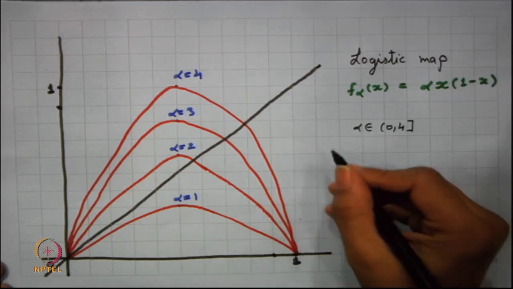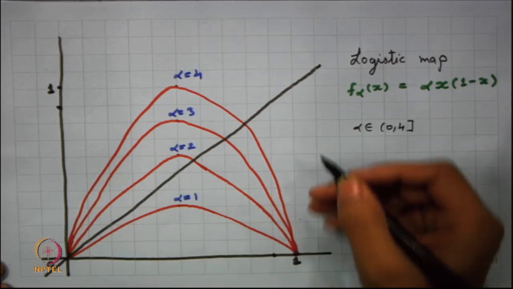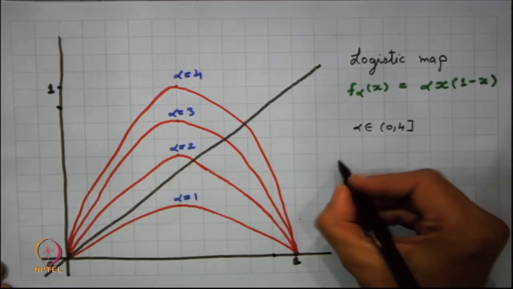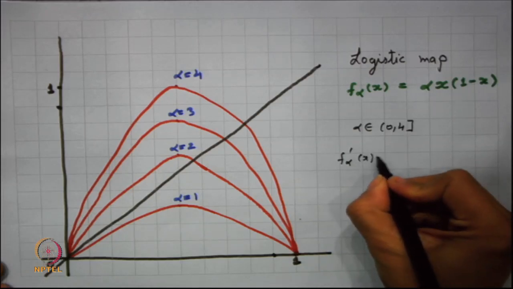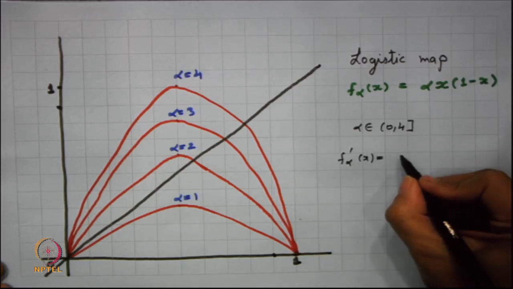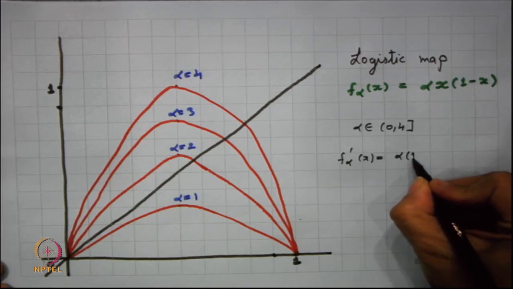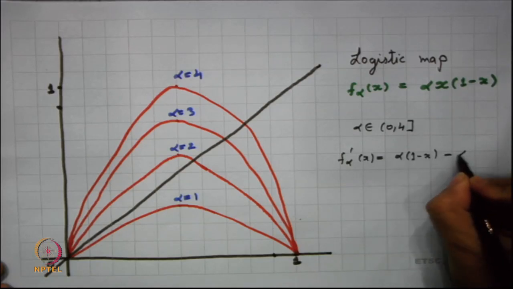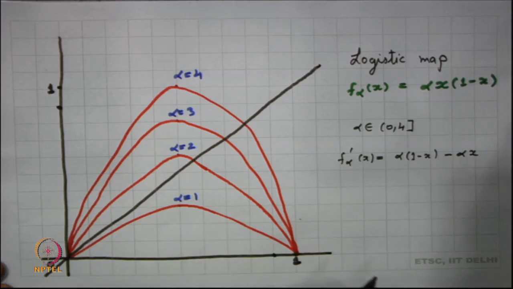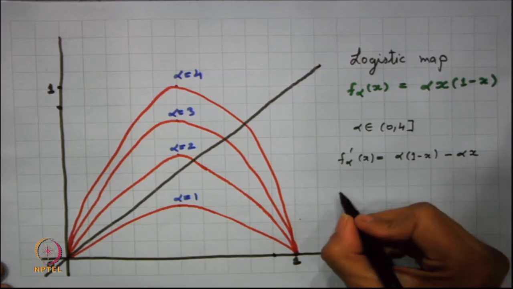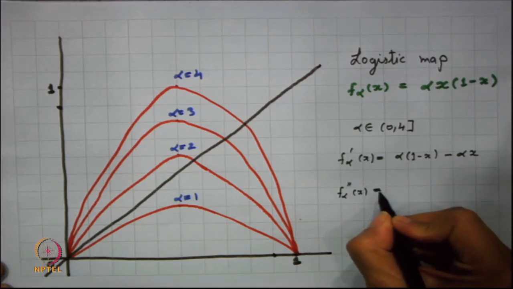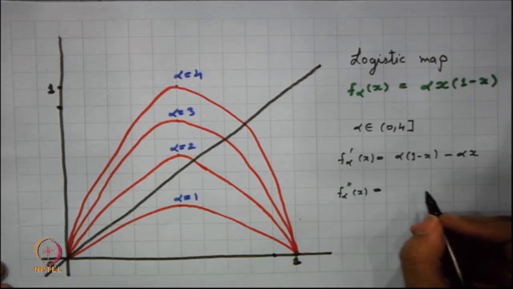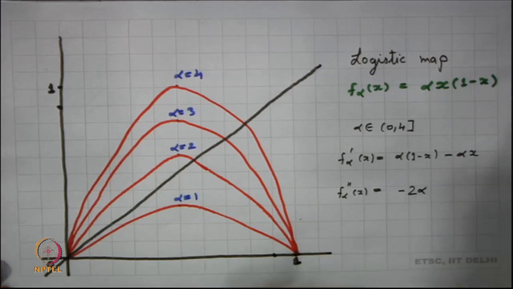Also, we observe what the derivative of f is in this particular interval. The derivative of f, that is f alpha prime of x, happens to be equal to alpha times 1 minus x, minus alpha x. This is your derivative, and if I look into the second derivative, what should it be? Minus 2 alpha. So, the second derivative turns out to be minus 2 alpha.